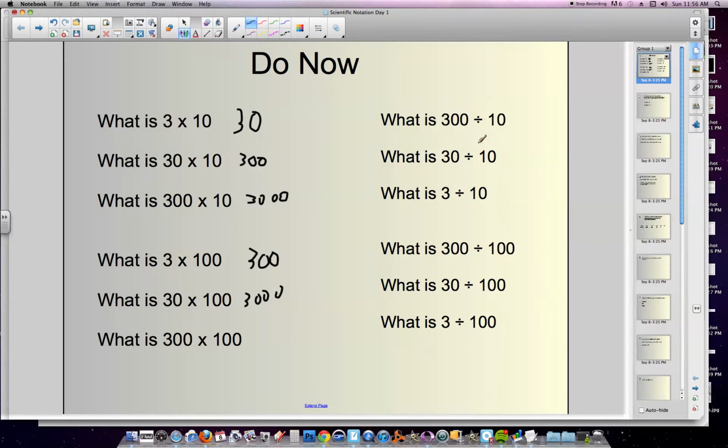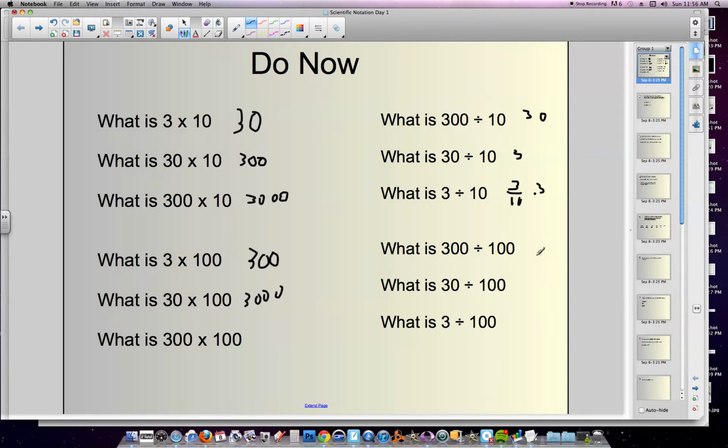And consequently, if we divide by 10, we're shifting to the right a place value. 300 divided by 10, well, we're just saying divide everything by 10, or move everything to the place value to its right. So this becomes 30, and this becomes 3. And if we remember about fractions, this becomes 3 over 10, right? 3/10, or 0.3, same thing.